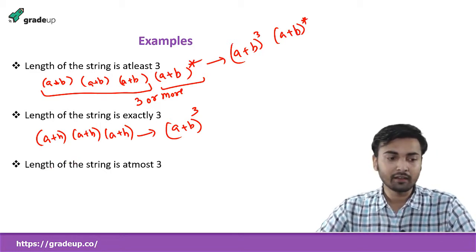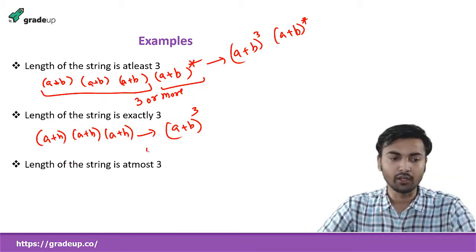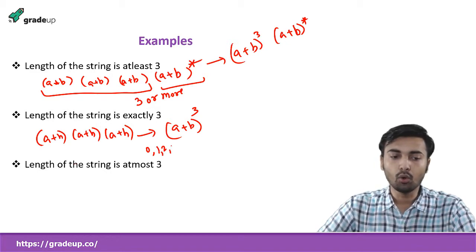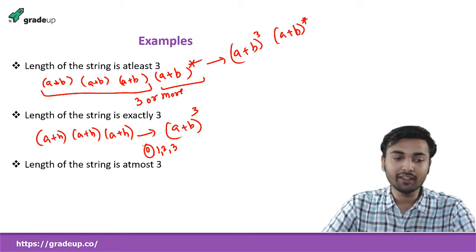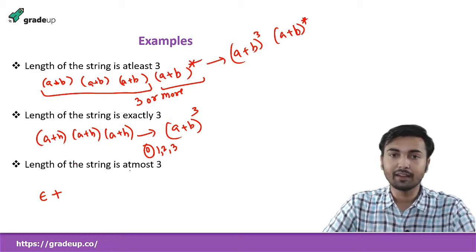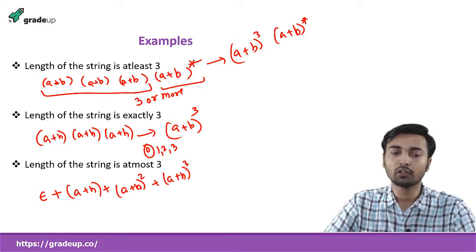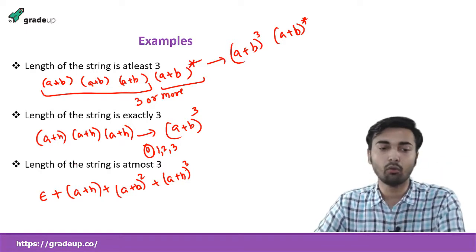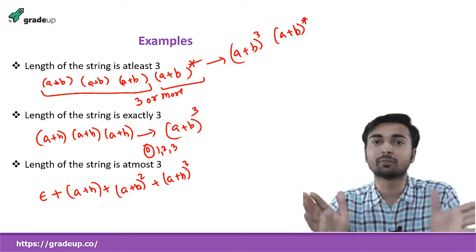Now can you do this? Length of string is at most 3. At most 3 means the length is either 0, 1, 2 or 3 but not more than 3. So how to do it? See, length 0 is null. Plus length 1 is A plus B. Length 2 is (A plus B) whole square. Length 3 is (A plus B) whole cube. But not more than that. Now you won't take any longer strings. Got it? So this is one more way to write your regular expressions.